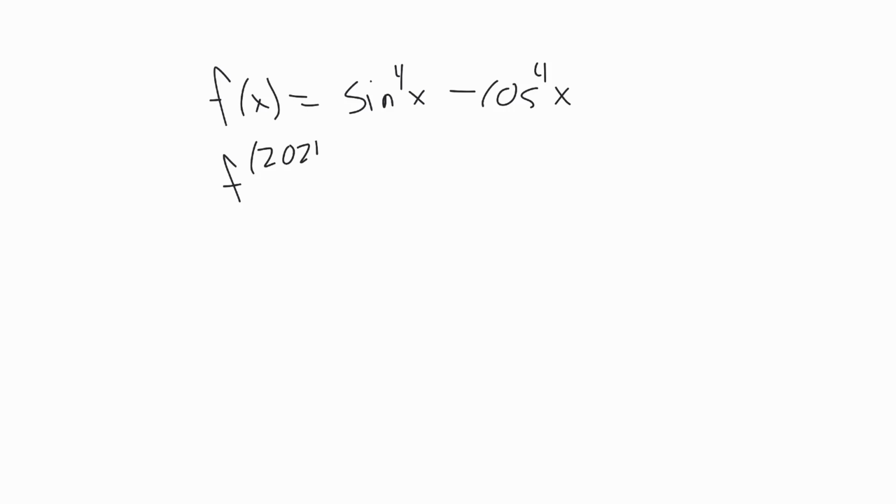I want you to look at the function f of x equals sine to the 4x minus cos to the 4x. And I want you to find not the first derivative, not the second derivative. I want you to find the 2021. This year is 2020. It's a bit of a strange year, so we're going to go to next year's derivative. The 2021st derivative of this function.